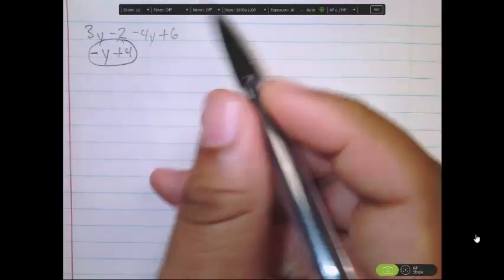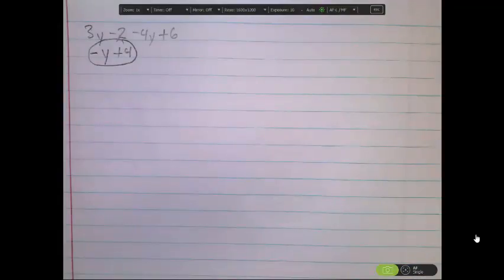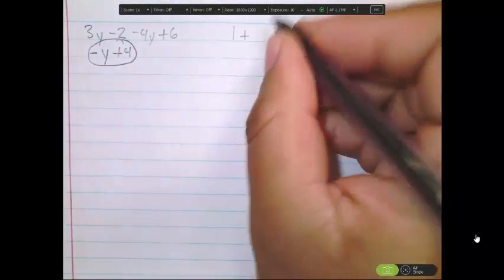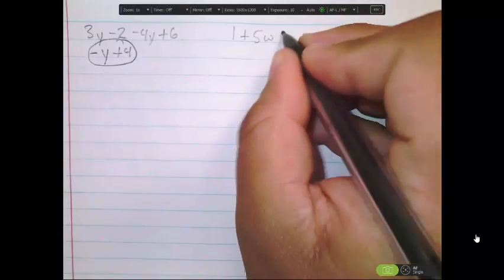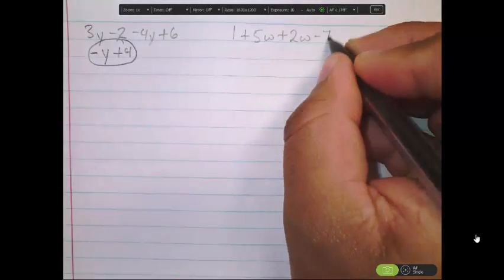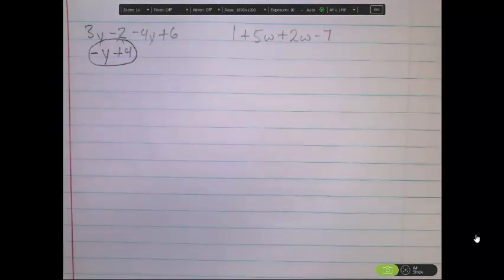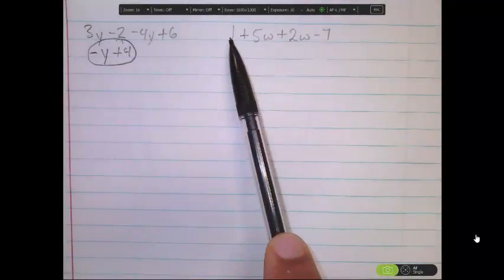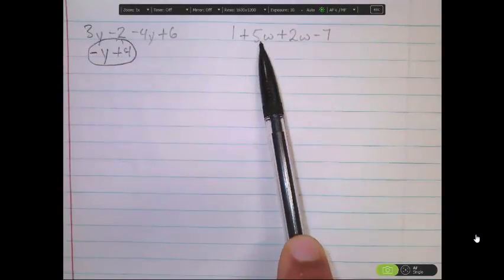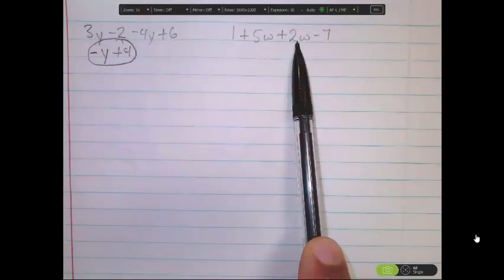All right, that was pretty simple, right? It doesn't get much more complicated. Let's try one more easy one. Let's say 1 plus 5w plus 2w minus 7. You should be looking already and seeing that you have two sets of like terms, the two constants, 1 and -7, and then again 5w and 2w, since they have the same exponent.